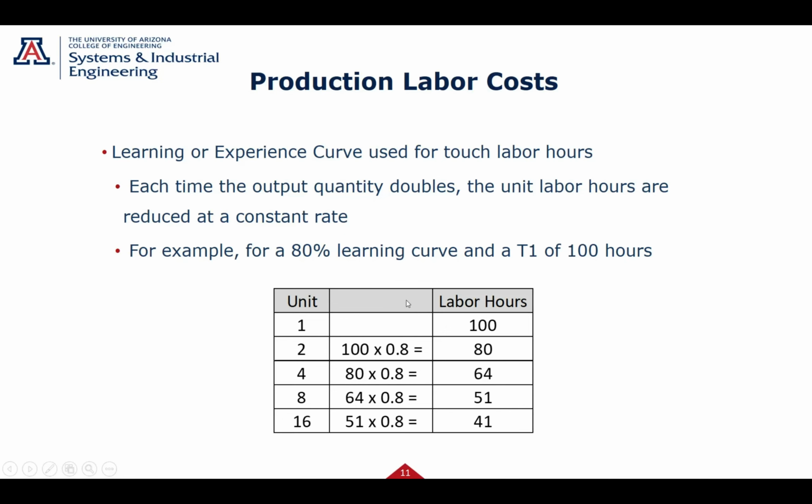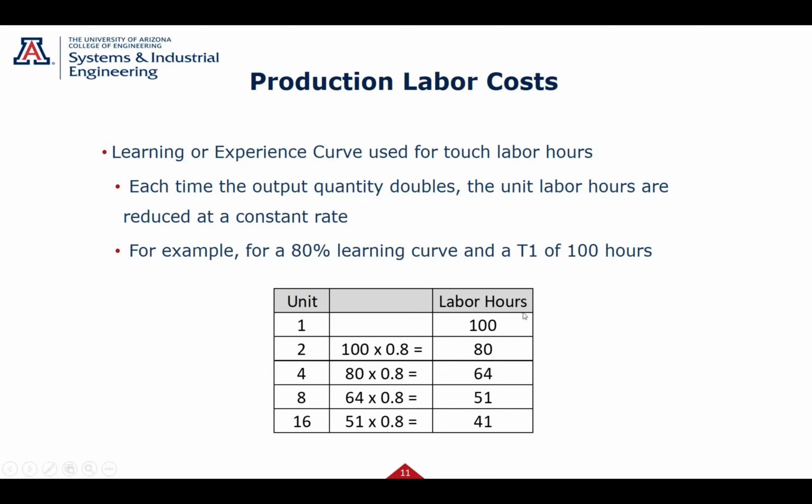And how's that work? Every time the output doubles, in other words, I go from 1 bookcase to 2 bookcases, I doubled, the second one is going to be some percentage easier. And that's that learning curve percentage. In this example, I'll go through is 80%. Okay? The next double, so I went from 1 bookcase to 2, now let's go to 4. The fourth one is going to be 80% of the second one every time it doubles.